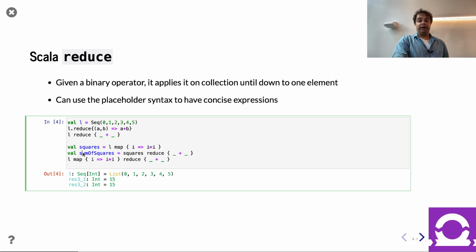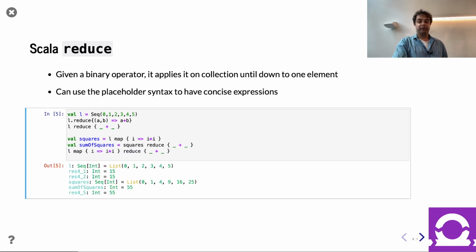And we can add them all up, right? So we can simply say, hey, sum of squares is squares reduced with the plus operator. Or we can even do it all in one line. You can see how in functional programming, with these collections and these operations, we can be surprisingly powerful and succinct in what we're doing, right? So this one line takes this collection of numbers, squares them, and then adds them all up together. So it's a sum of squares.